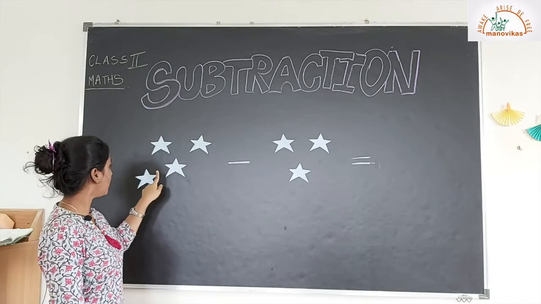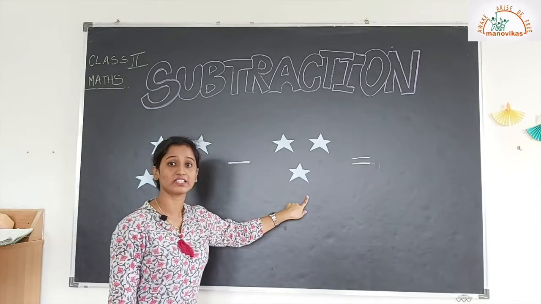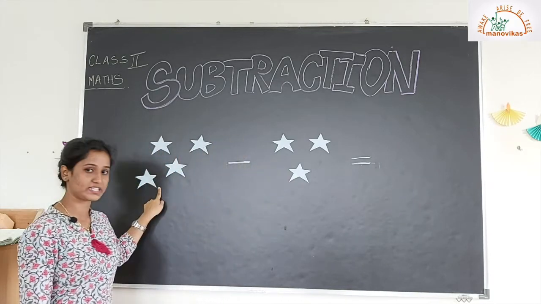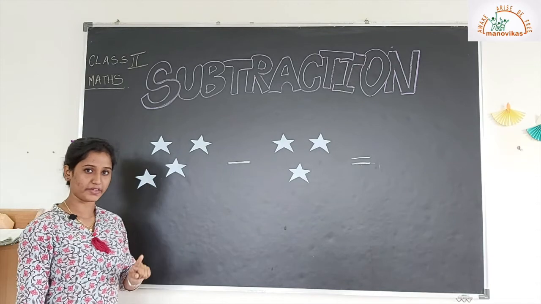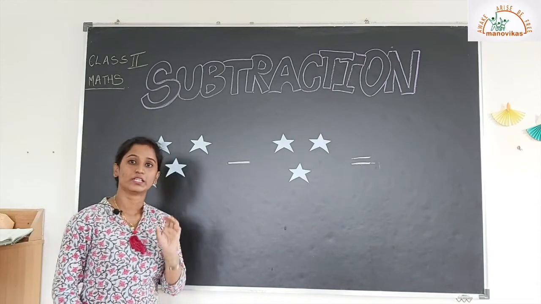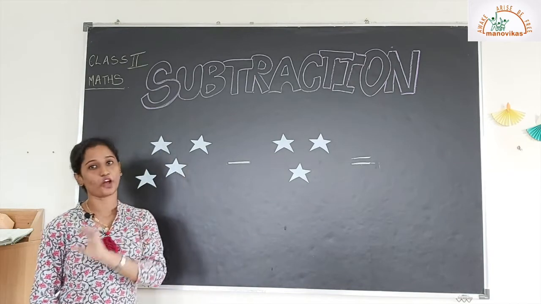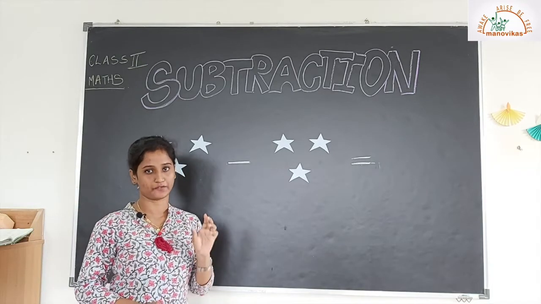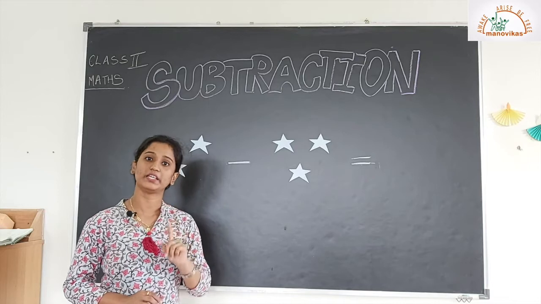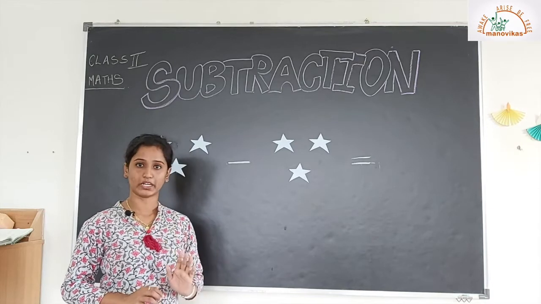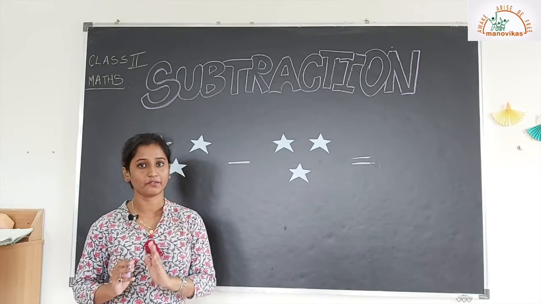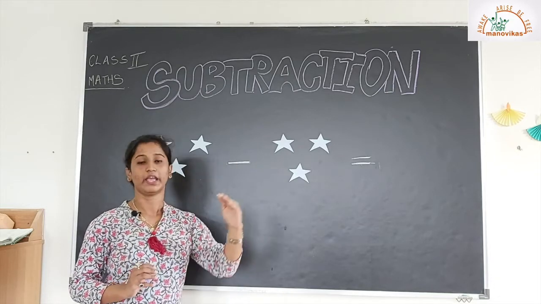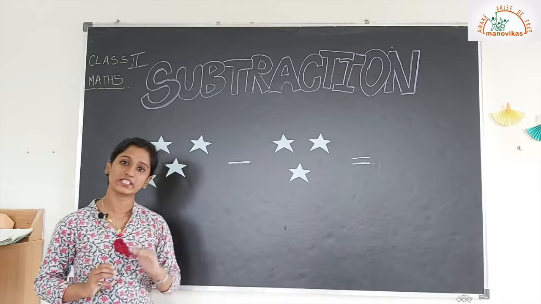We cannot take out 4 stars from 3 stars because 3 is a smaller number and 4 is a bigger number. So always remember, you need to subtract the smaller number from the bigger number, and when you get the difference, that is the answer after subtracting, it will always be a smaller number, not a bigger number. Only after adding, when we do addition, that time only you will get a bigger number, and while subtracting you will get a smaller number.